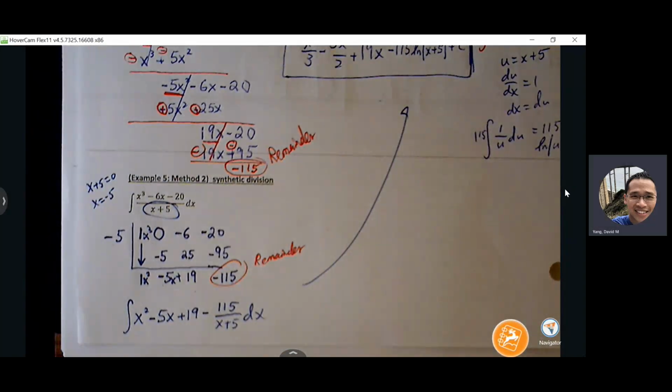Any questions about this process? So let me talk about pros and cons. The pros of synthetic division is that it's a lot faster, it's a lot cleaner, can get to your answer without having to worry about a lot of these different variables. The downside is that it's a little gimmicky.